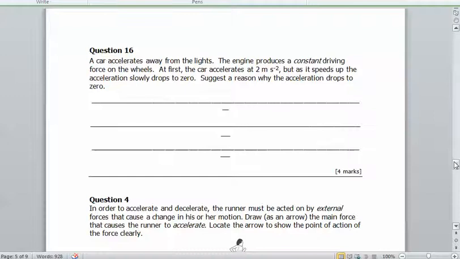Okay, now a car accelerates away from the lights. The engine provides a constant driving force on the wheels. At first, the car accelerates at 2 meters per second squared, but as it speeds up, the acceleration slowly drops to 0. Suggest a reason why acceleration drops to 0. Adrian, what have you got for that one?